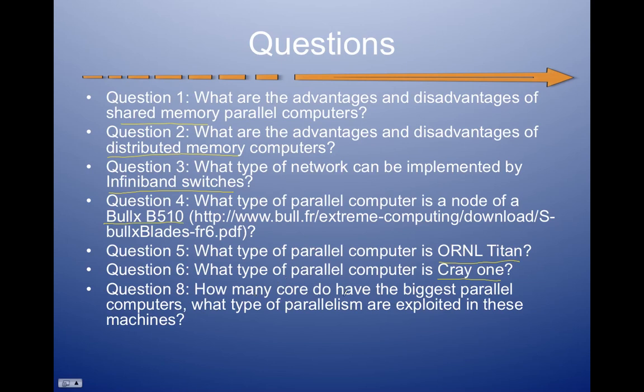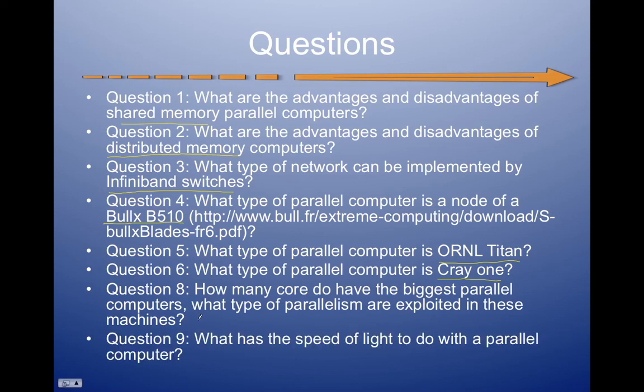How many cores do the biggest parallel computers have? What type of parallelism is exploited in these machines? What does the speed of light have to do with a parallel computer?